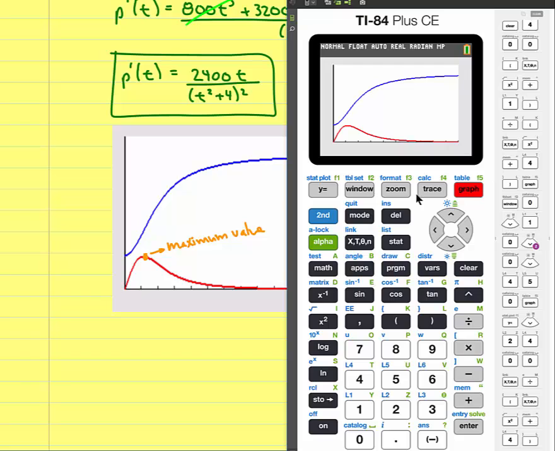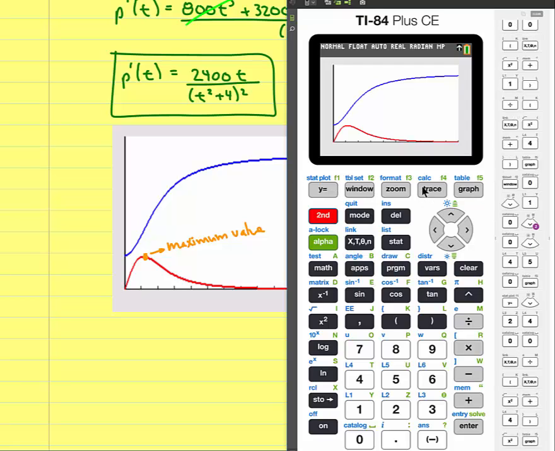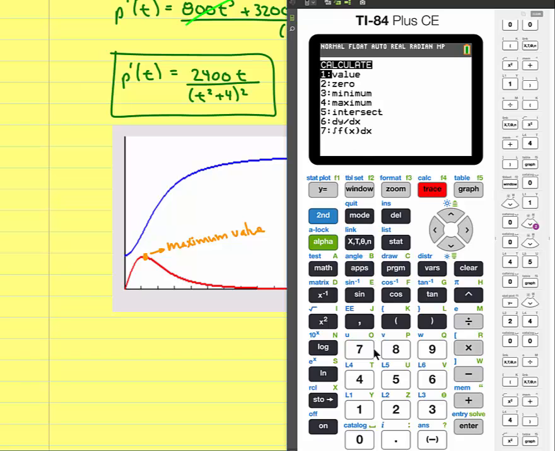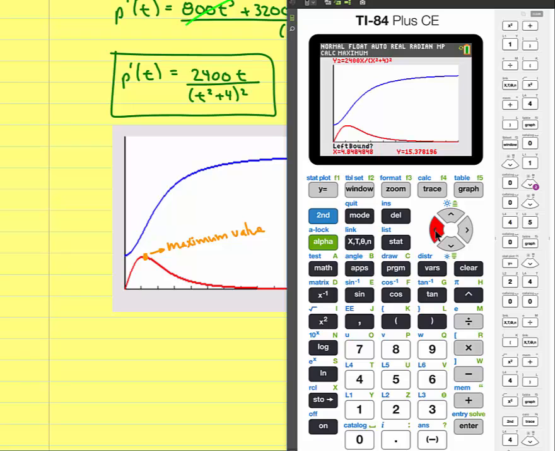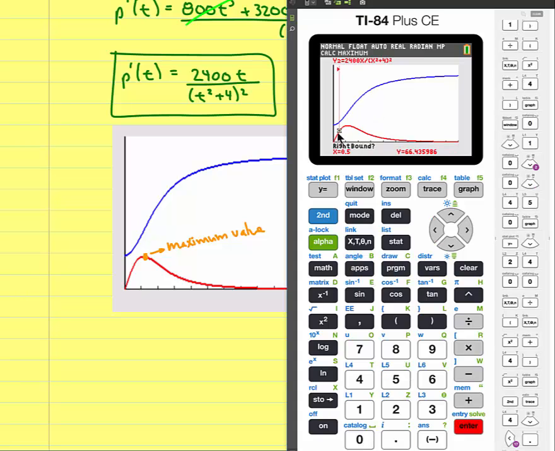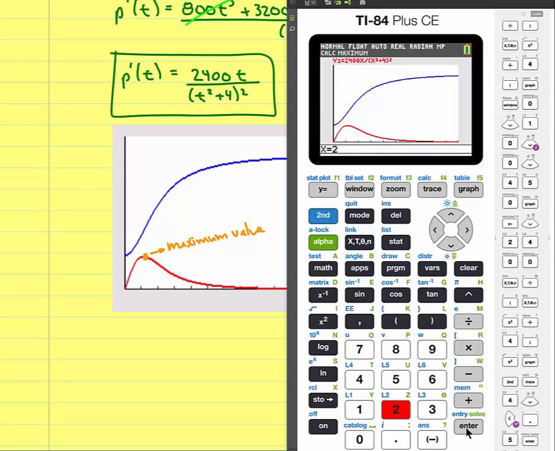The way we do that is we come over here to Calc, and we go to maximum, because I want to find the maximum value. And I need it to jump curves, so I arrow down from my top to my bottom curve. See where this says left bound? That means I want to be to the left of this maximum point. So I can either arrow over, which is a very slow process indeed, or I can just put in a number like 0.5. And I can see that 0.5 is definitely to the left, and that 2 is definitely to the right. I could arrow over if I wanted, but it's easier just to put in a number.